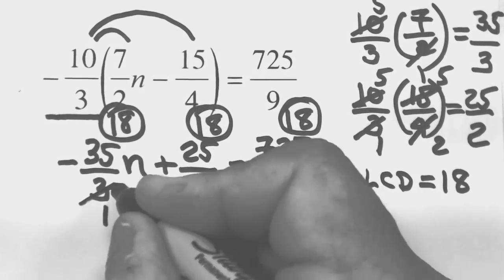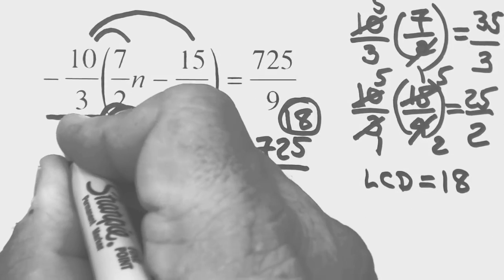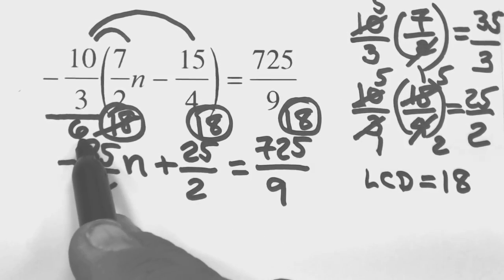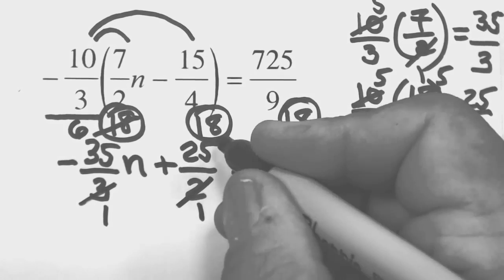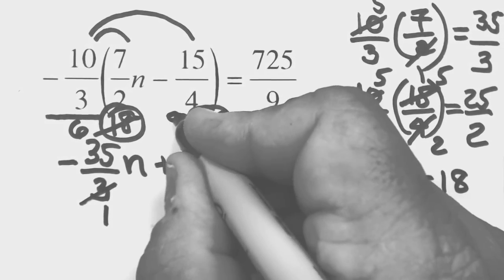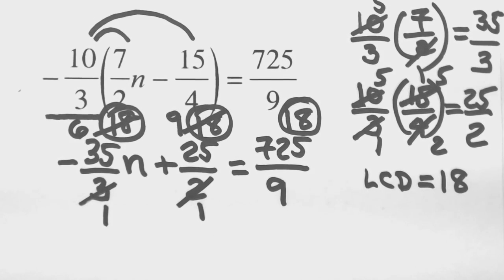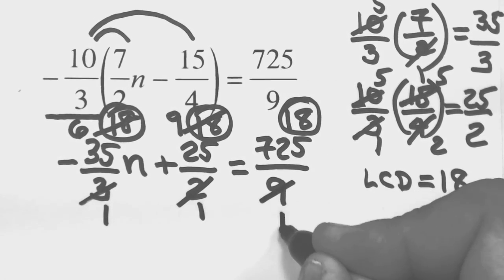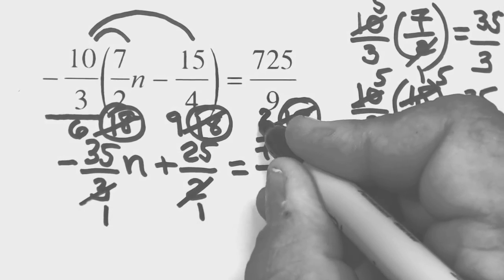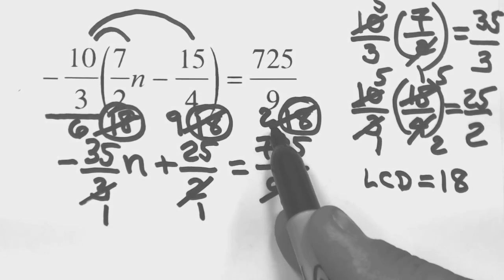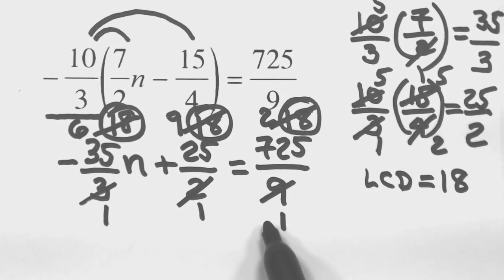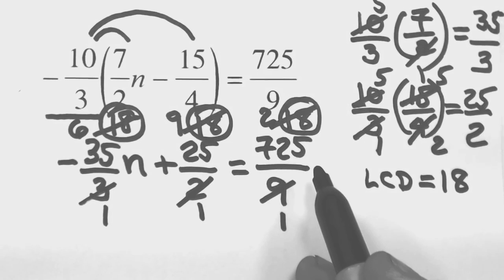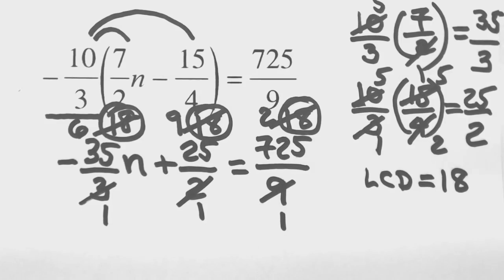3 goes into 3 once. 3 goes into 18 6 times. So I've got a 6 left here. Okay, 2 goes into 2 once. 2 goes into 18 9 times. So I've got a 9 left there. 9 goes into 9 once. It goes into 18 twice. So I've got a 2 left out of this last 18. Okay, notice we did indeed take out all the denominators. So now all we have to do is go back and put the leftovers together.